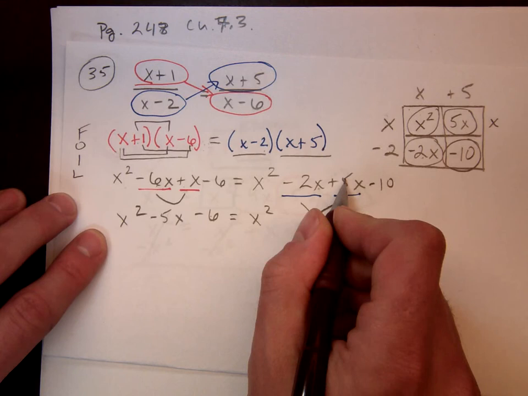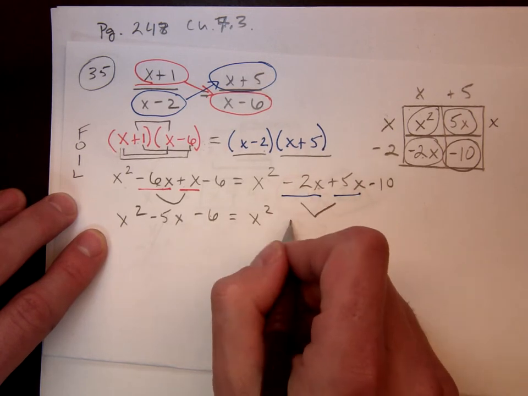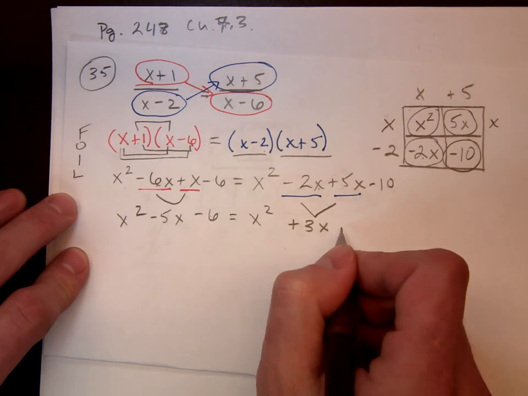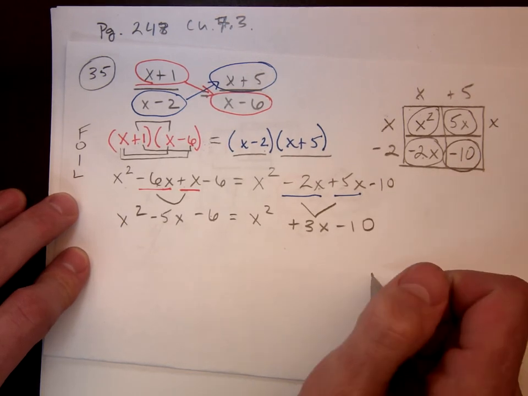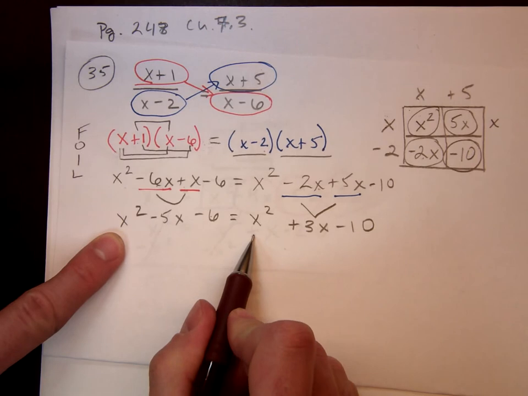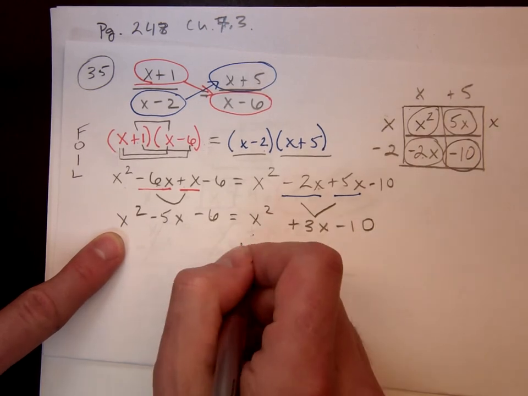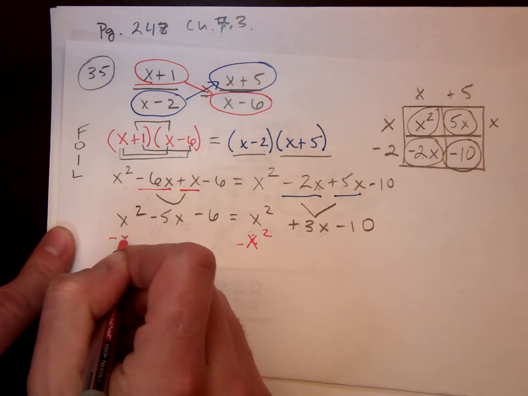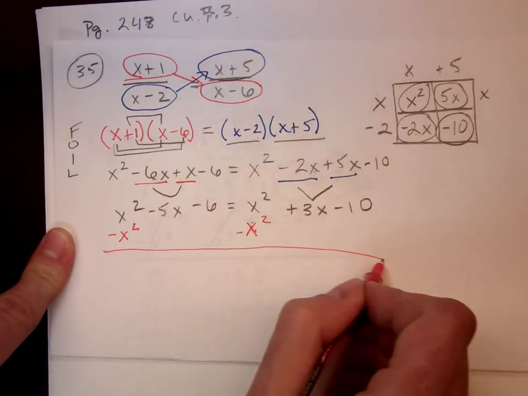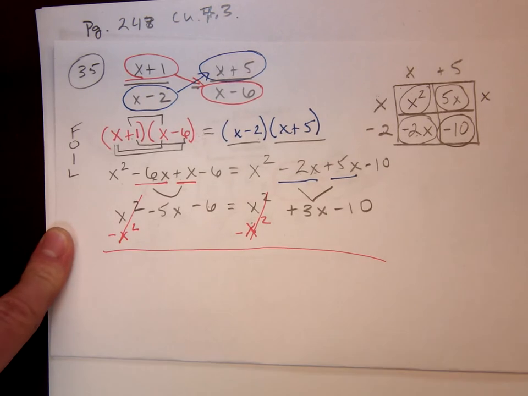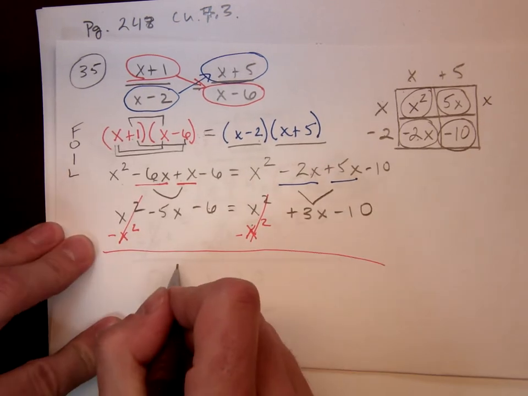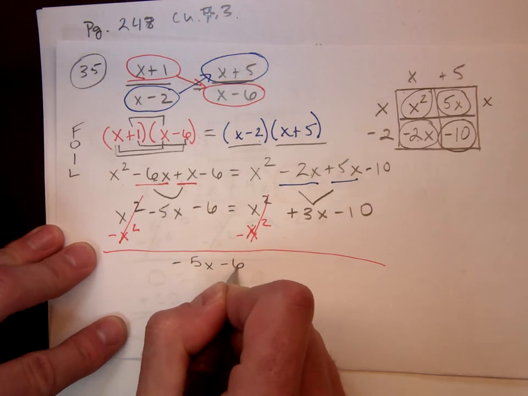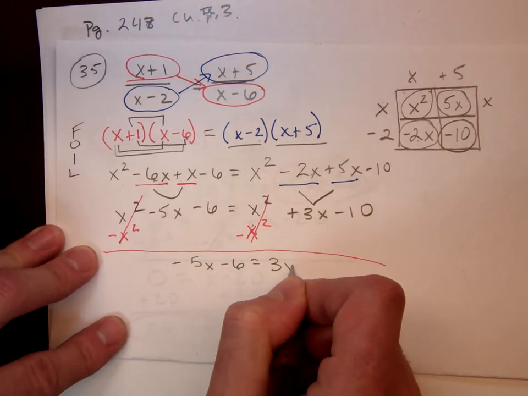Well, if I go ahead and combine these like terms together, negative 2x plus 5x will leave me with 3 positive x's minus 10, bringing down that last term as well. Now, I notice that I have an x squared on both sides, so I can feel pretty confident that if I subtract this x squared from here and this x squared from here, they're just going to cancel out and make my overall equation much simpler. So we have minus 5x minus 6 is equal to 3x minus 10.